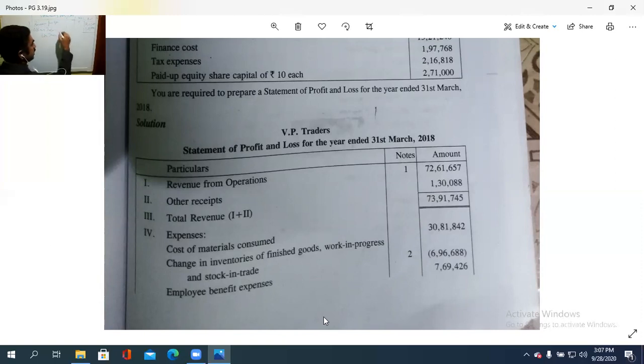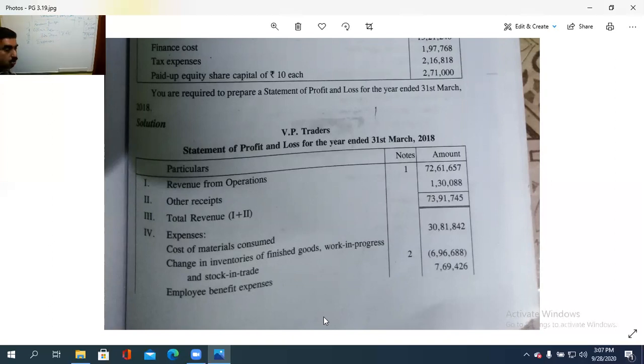First item plus second item, total income. So how much is it? 73 lakhs 91,745. Okay. Then this is the third item, which one? Total income. So revenue from operation, other income, then total income. Then the fourth item is what? Expenses.